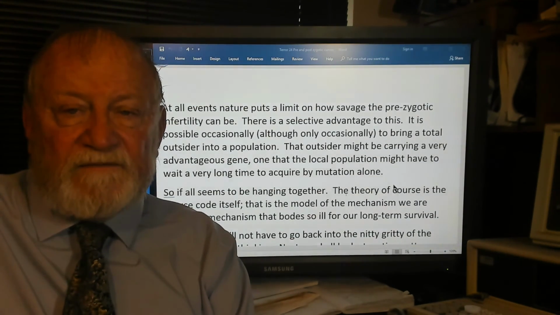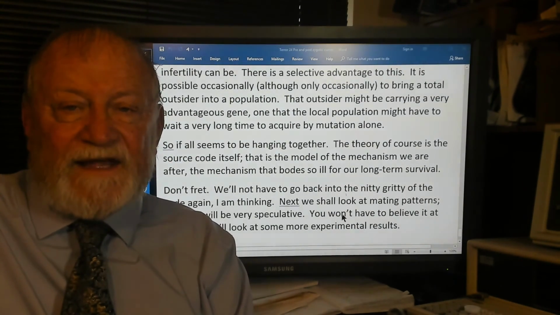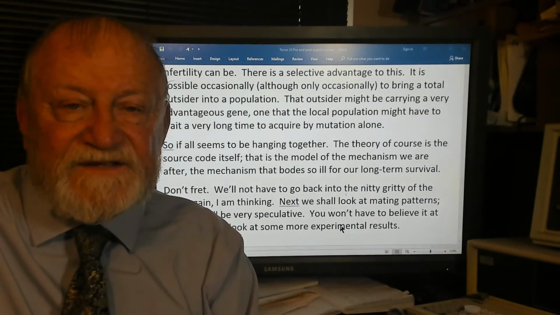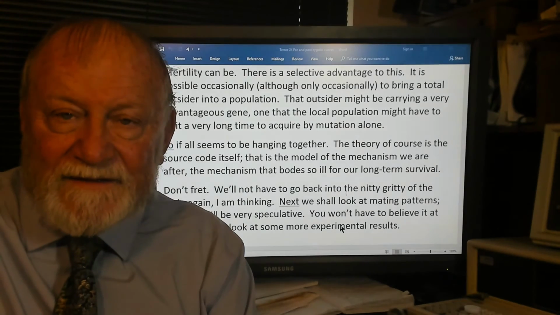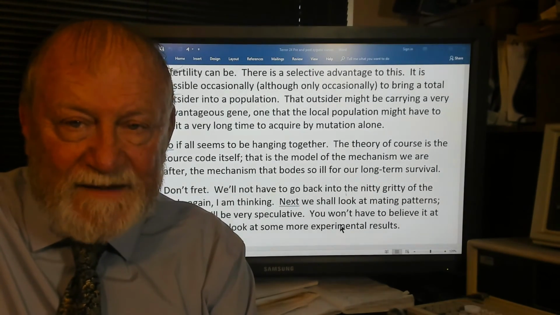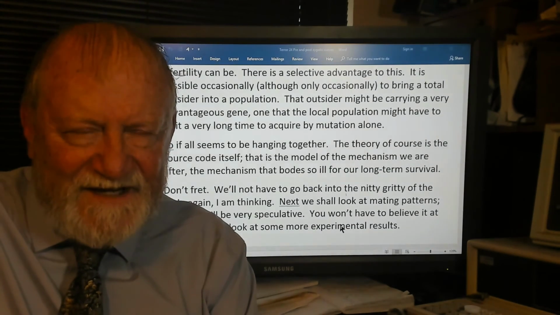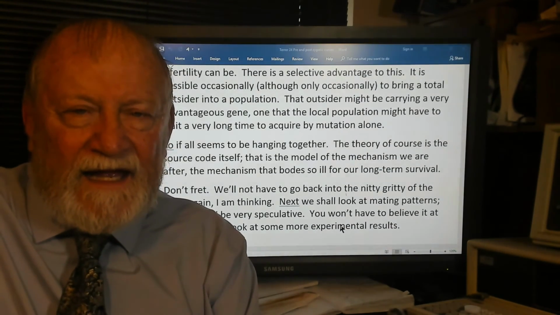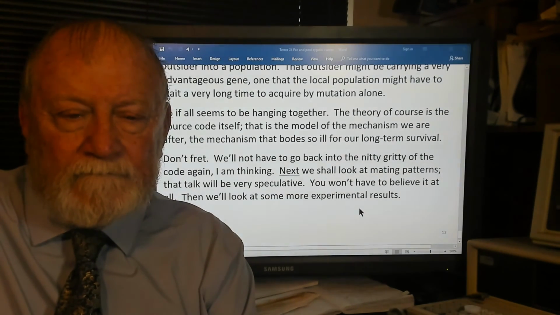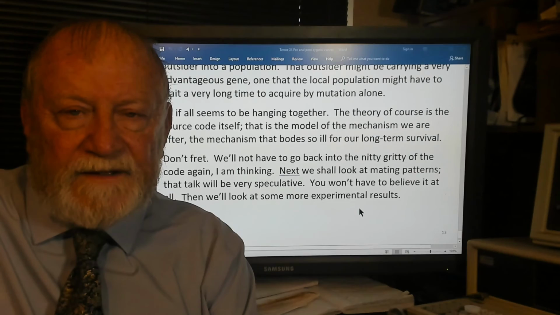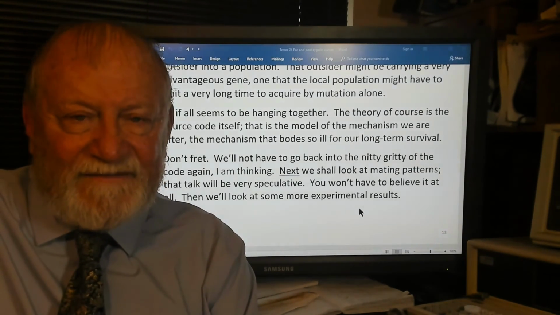Let's see, I think we've talked about all this. So things are hanging together. The theory is the source code itself. That's the model, and we tweak it. It's still the same model. You can stick in that fix on the pre-zygotic infertility, and maybe that makes things better. I don't know. I haven't played with it in that form.